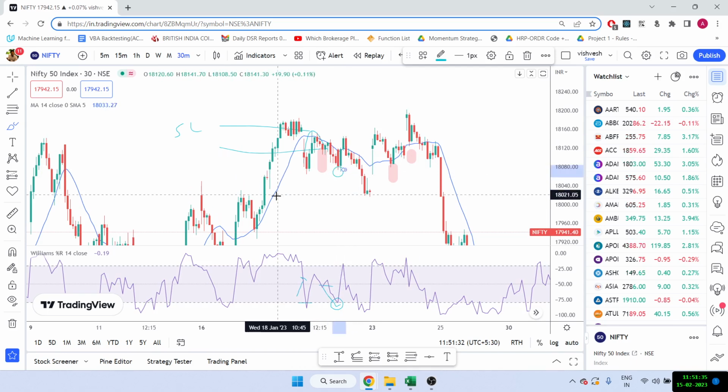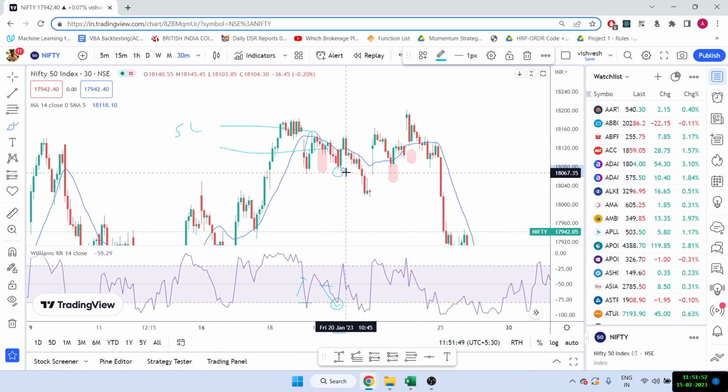One more thing is why I've added this moving average. When we're taking a selling entry, we want the stock to be below the moving average, and when we are taking a buying entry, we want the stock to be above the moving average. This is just for confirmation.